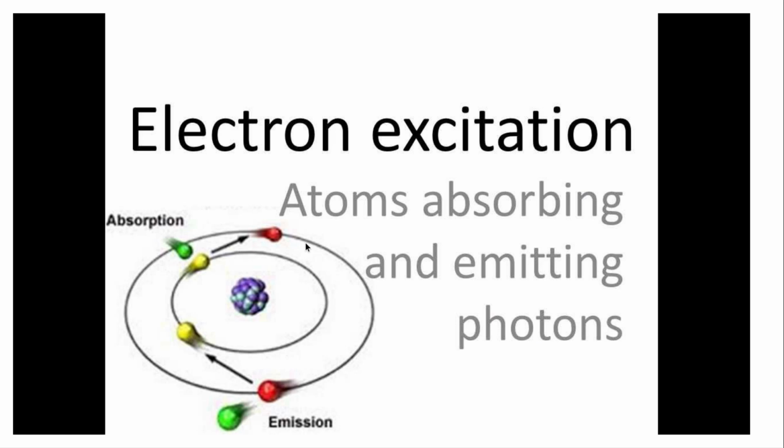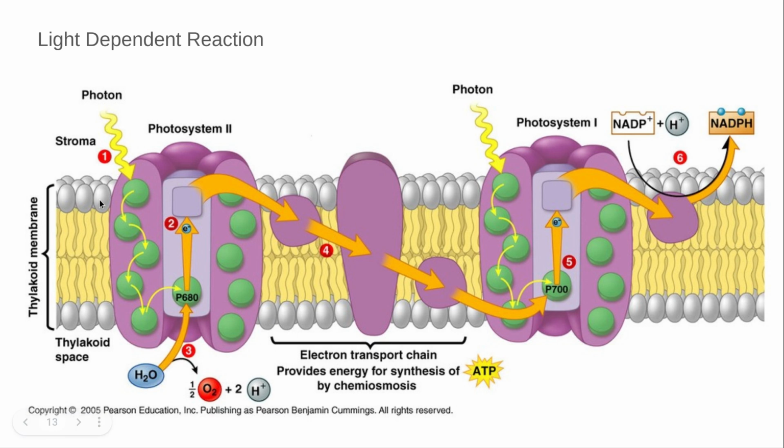So it releases that energy, and that energy is absorbed by the next chlorophyll molecule. And once again, the electron in that molecule, in that pigment, is going to rise to a higher energy level like this.